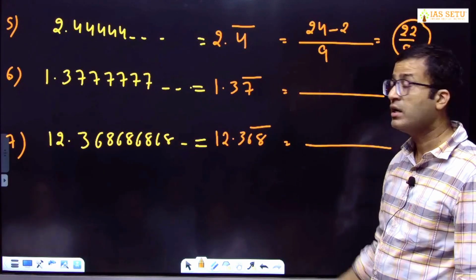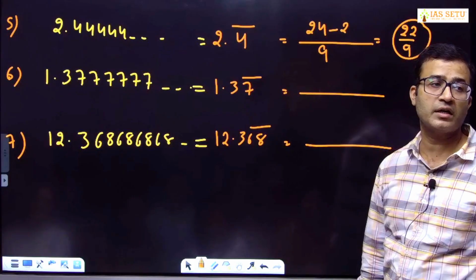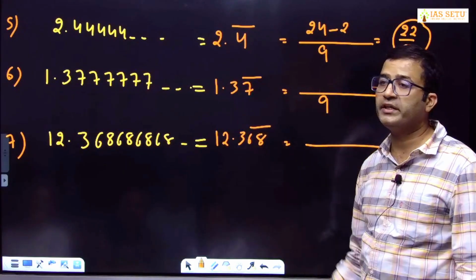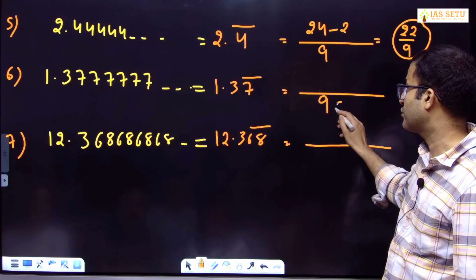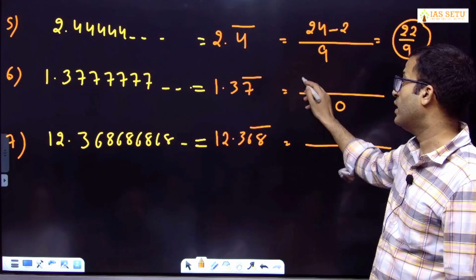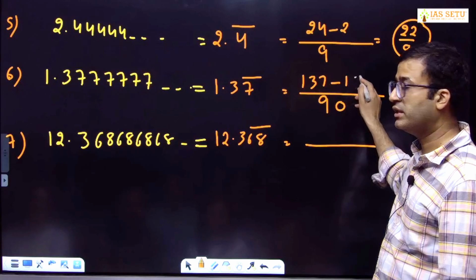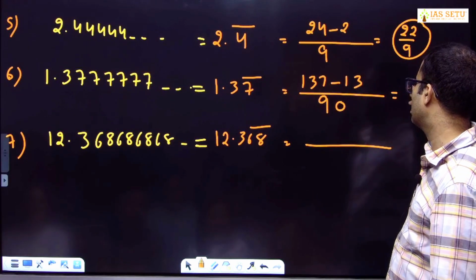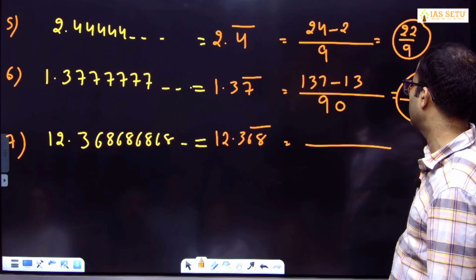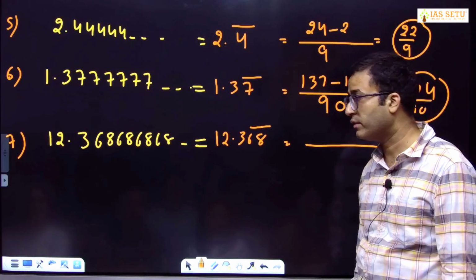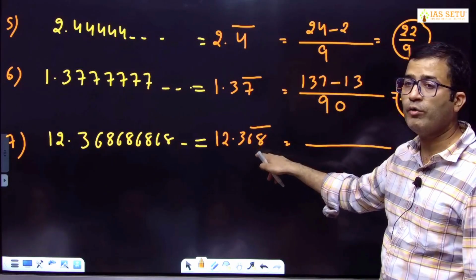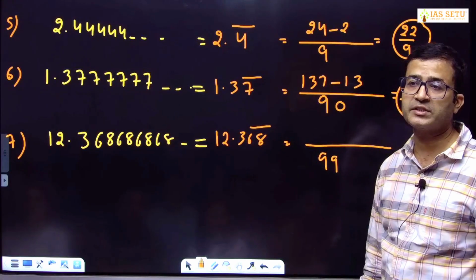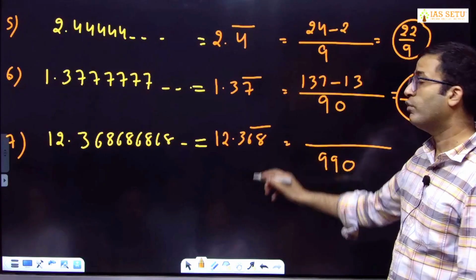by 9. Second question: how many digits under the bar? 1, so 9. How many digits between decimal and recurring part? 1, so 0. What about numerator? 137 minus 13, so it is 7 minus 3 is 4, 3 minus 1 is 2, 124 upon 90. Simplify. ठीक है, simplify कर लेना. Now here third example: how many digits under the bar? 2, so 99. How many digits between decimal and recurring part? How many 0? 1.